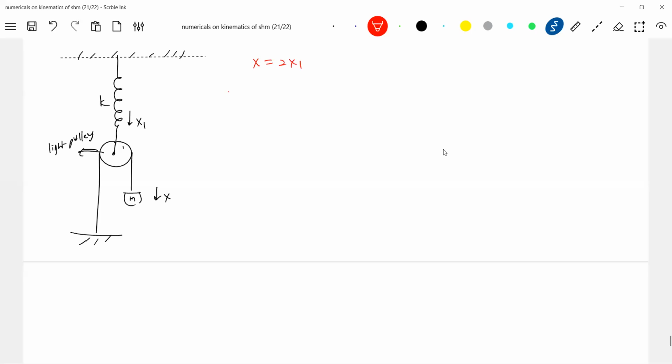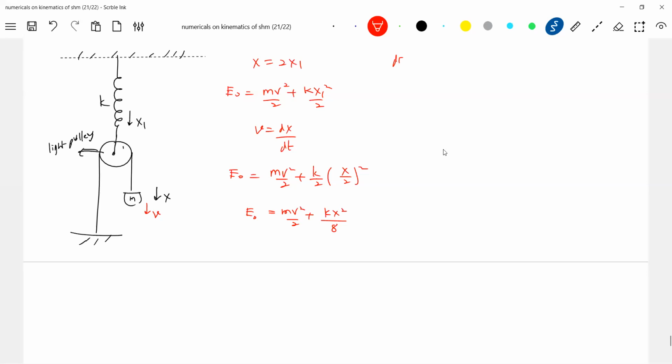Then in what form is the oscillation energy available? Kinetic energy of the block plus elastic potential energy of the spring. What is v? Velocity, v is dx by dt. So this x1 I should replace in terms of x. So I'll substitute in the next step: mv square by 2 plus k by 2 times x1, which is x by 2 whole square, that is kx square by 8.